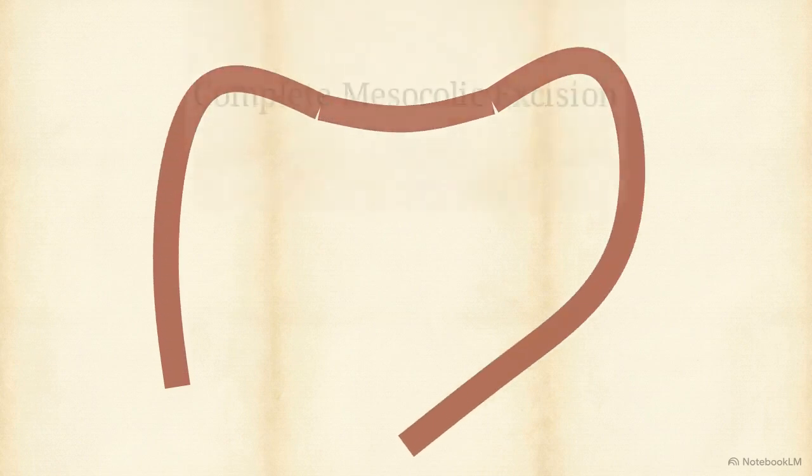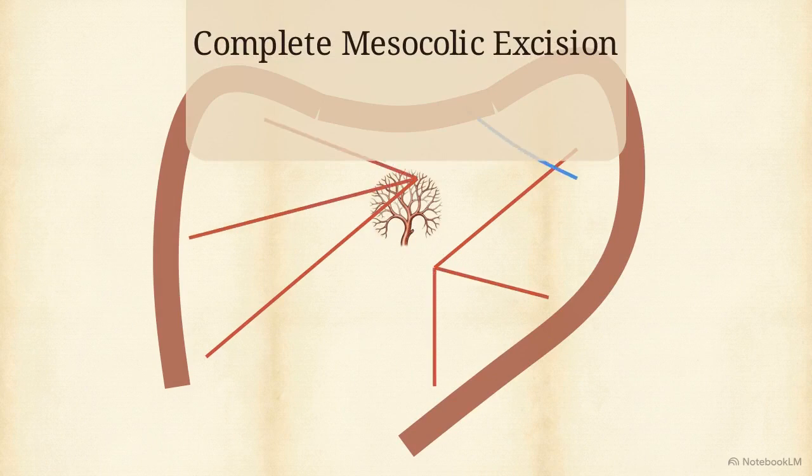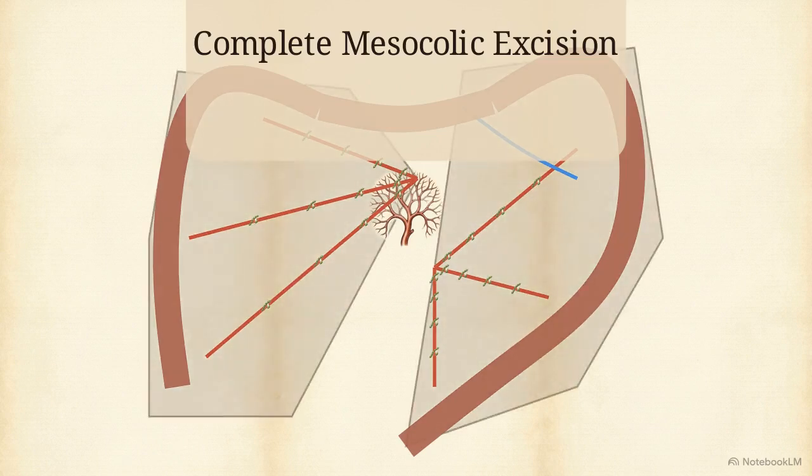To achieve an oncological cure, surgeons execute a complete mesocolic excision. Because lymphatic drainage strictly follows the arterial supply, removing the tumor alone is inadequate. You must resect the entire lymphovascular basin supplying that segment of the bowel.